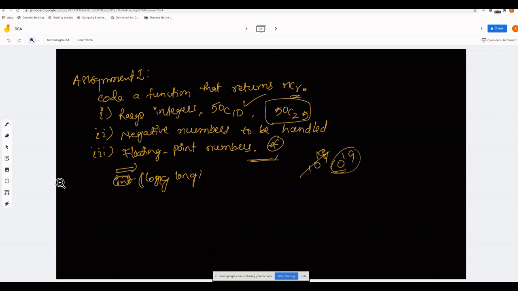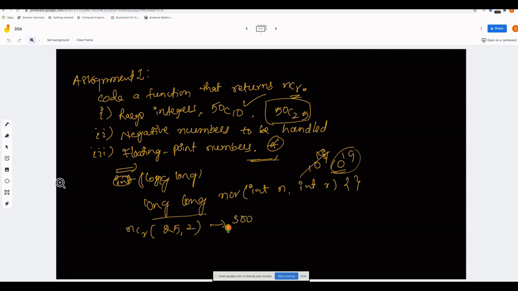So the function signature will be long, call it nCr, which would take two arguments: one is int n and another is int r. Your return value is long. For example, if I call nCr of 25 comma 2, this should return 25 into 24 by 2, which is 300.